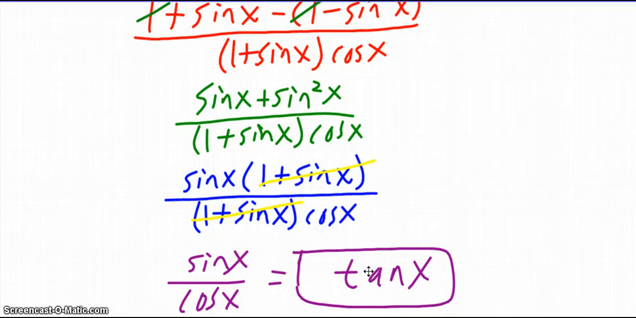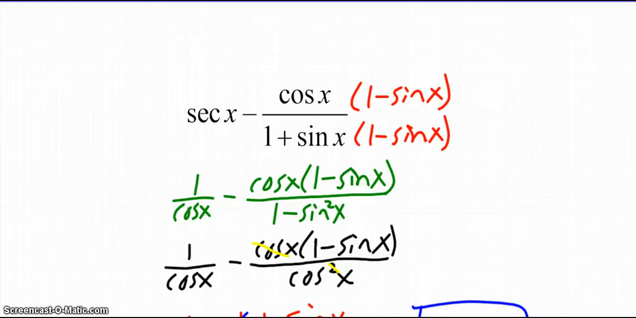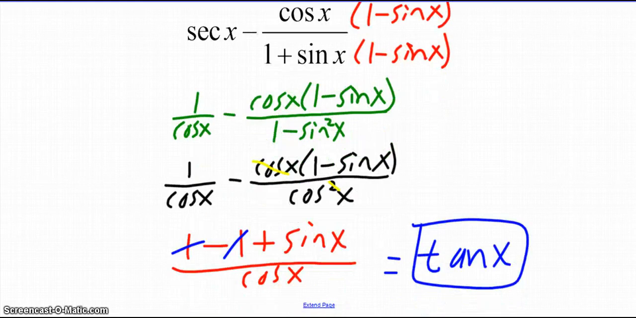Bam, done. Now, that was kind of tedious. It was fun, but it was a little tedious. So, another method, and there are others as well, these are just the two that I'm showing you, is instead of getting a common denominator, multiply by the conjugate of 1 plus sine of x. The reason why I know that that's a good idea is that's going to create a Pythagorean identity that's going to help me with cosine.